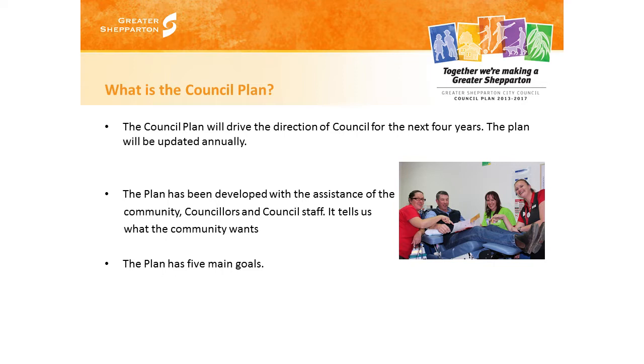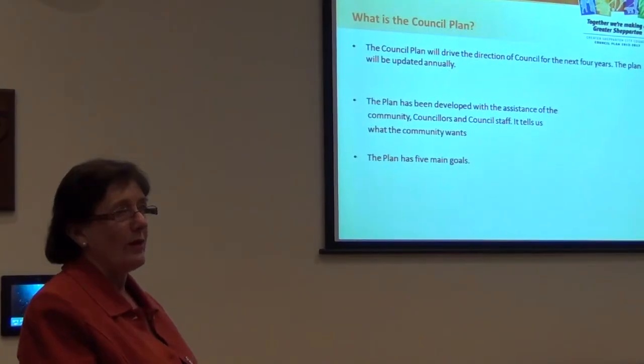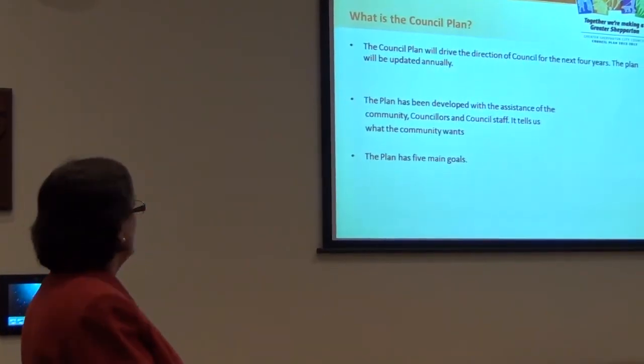So the council plan will drive the direction of the council for the next 4 years. So basically, this is our Bible. This is the important document for the whole of Greater Shepparton Council for the next 4 years, or 3.5 for the ones that are here now. But we can update the plan annually. The plan has been developed with the assistance of the community, the councillors and the council staff. It tells us what the community wants, and hopefully we've got that right, and that's why we're asking you.